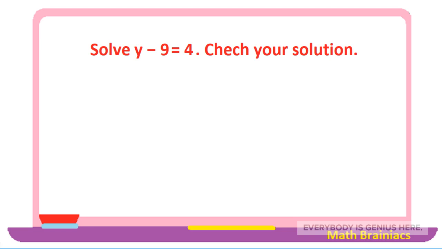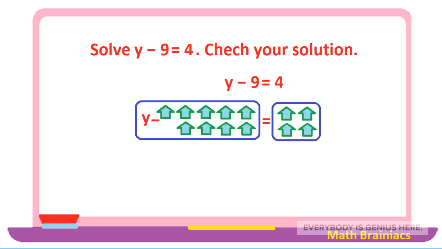Let us work on this example so that you will be guided. Solve y minus 9 is equal to 4. Check your solution. Let us rewrite the expression so that we can work on it. y minus 9 is equal to 4.